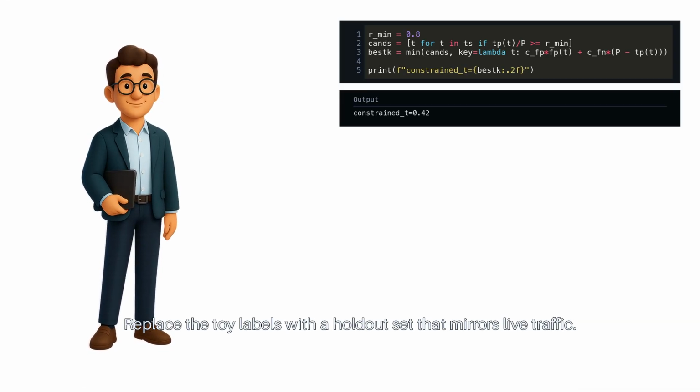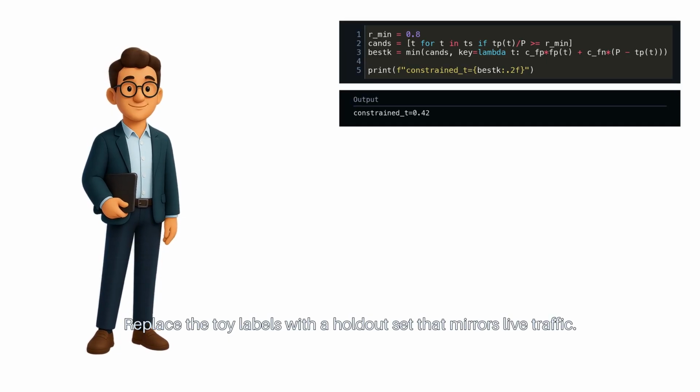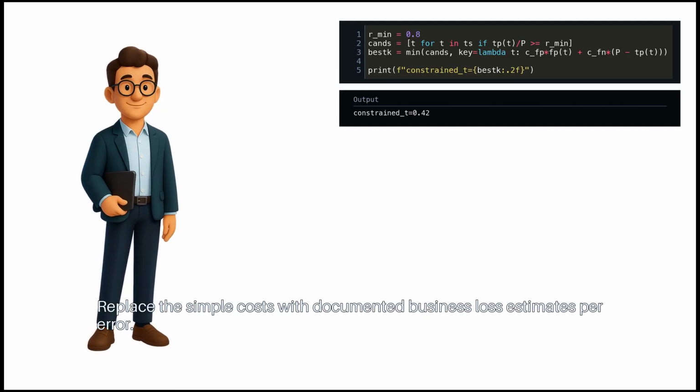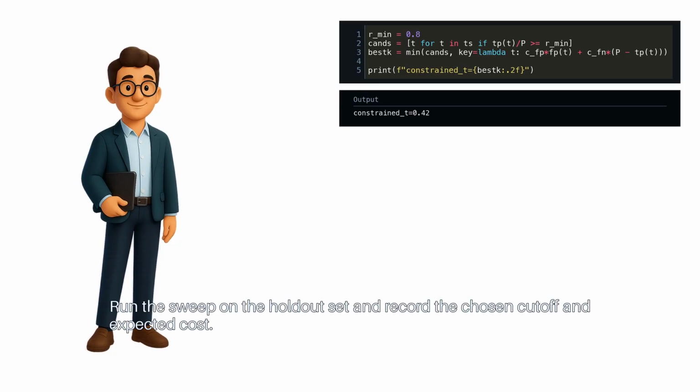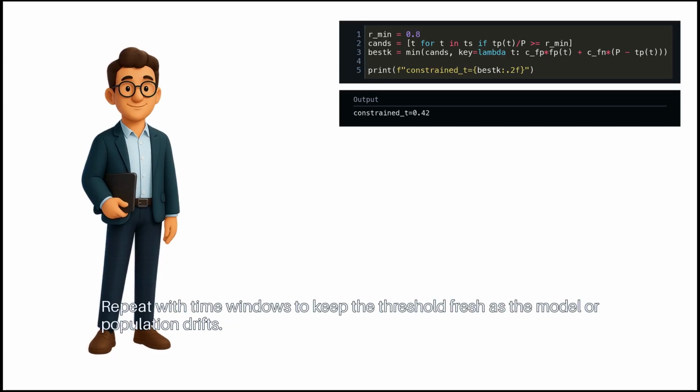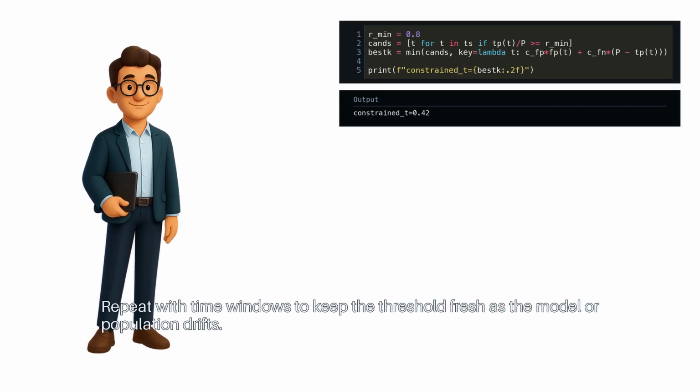Replace the toy labels with a holdout set that mirrors live traffic. Replace the simple costs with documented business loss estimates per error. Run the sweep on the holdout set and record the chosen cutoff and expected cost. Repeat with time windows to keep the threshold fresh as the model or population drifts.